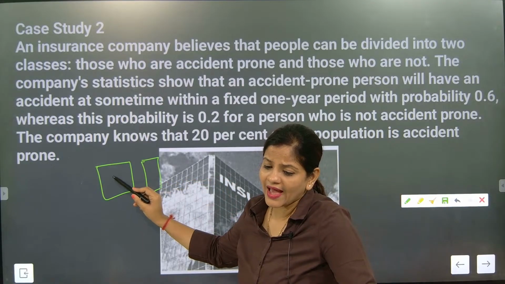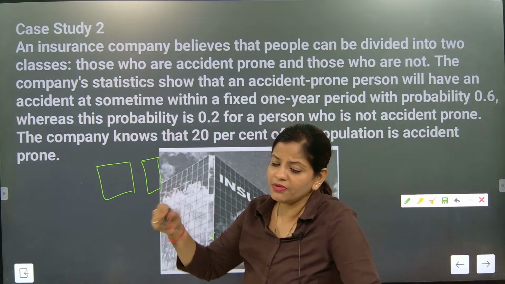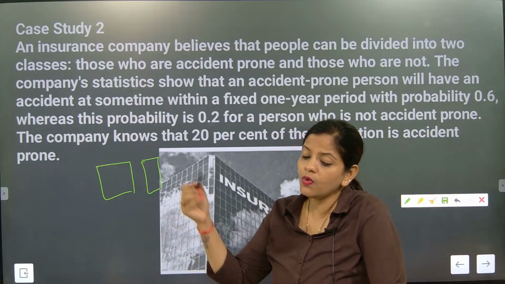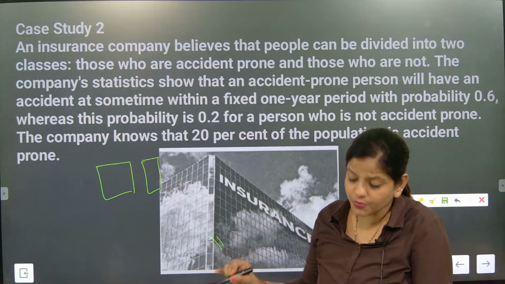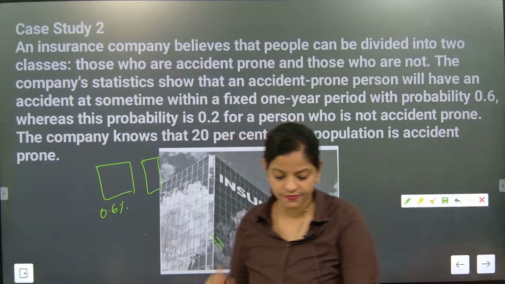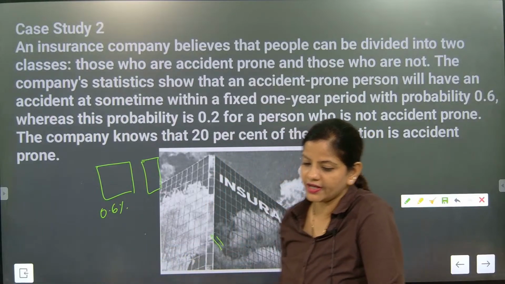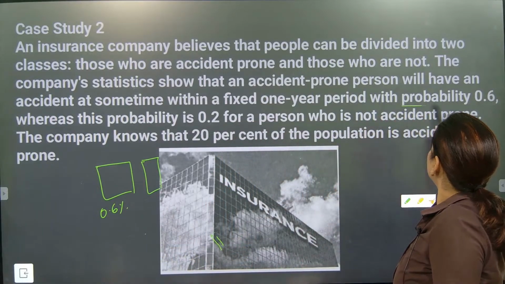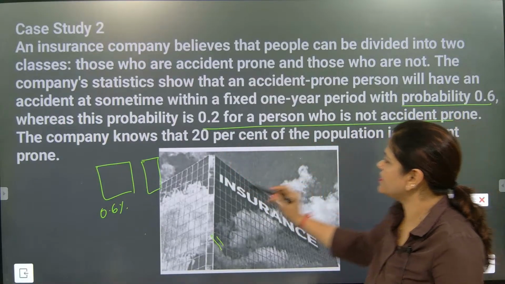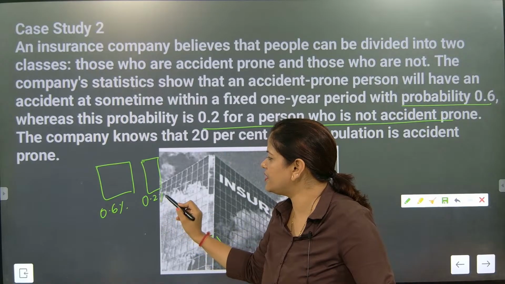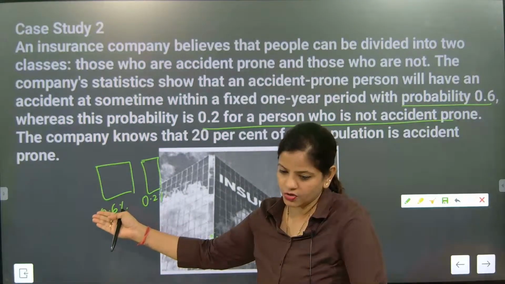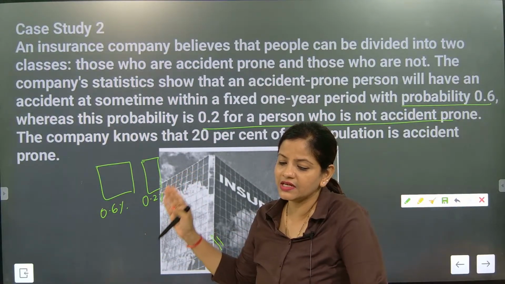In class 1, accident prone people are there, those who meet with accidents again and again. And class 2 is those people who do not meet with accidents. Those who meet with accidents, their percentage is 0.6%. According to the story only I am writing. For those who do not meet with accidents, it is 0.2%. Done. Meeting with accident is 0.6. Not meeting with accident is 0.2.